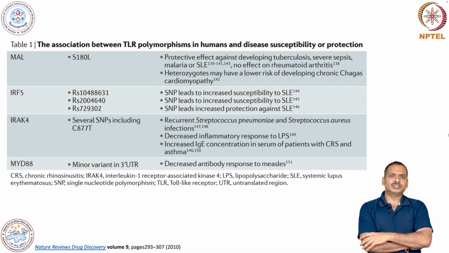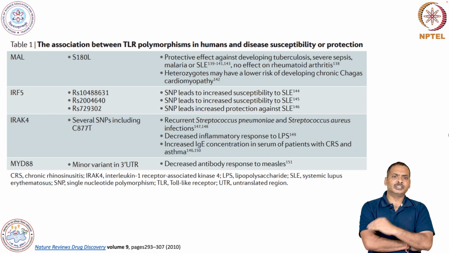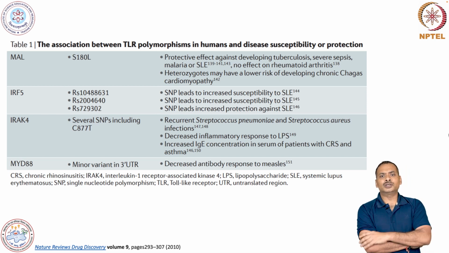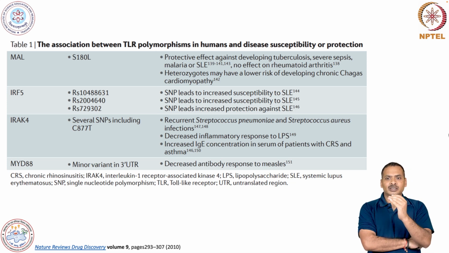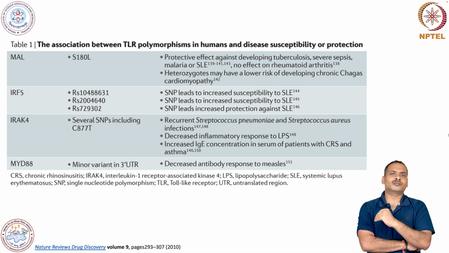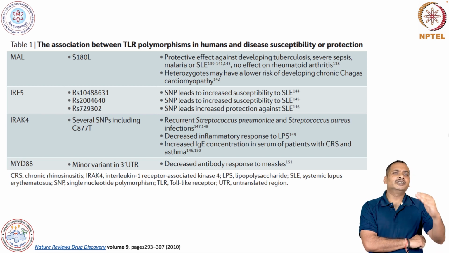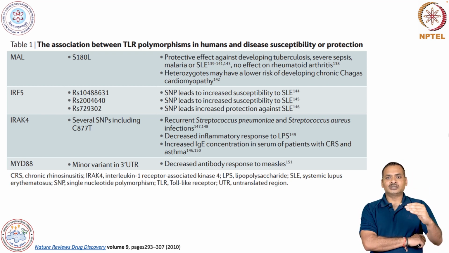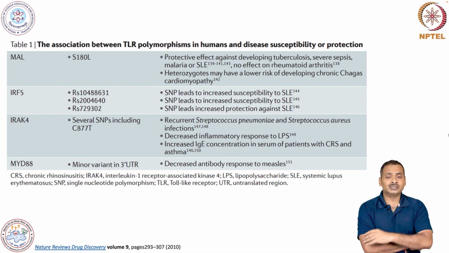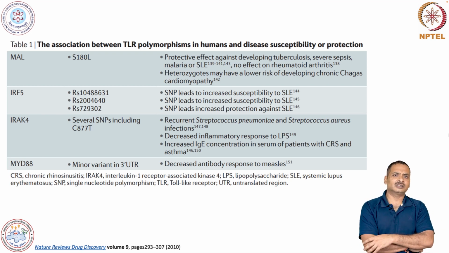However, it is not associated with rheumatoid arthritis, and heterozygotes may have a lower risk of developing chronic Chagas cardiopathy. So this chronic Chagas cardiopathy is a parasite-induced cardiopathy, and this parasite is Trypanosoma cruzi. It's a chronic condition. It takes a long time, basically, that disturbs the cardiac function.